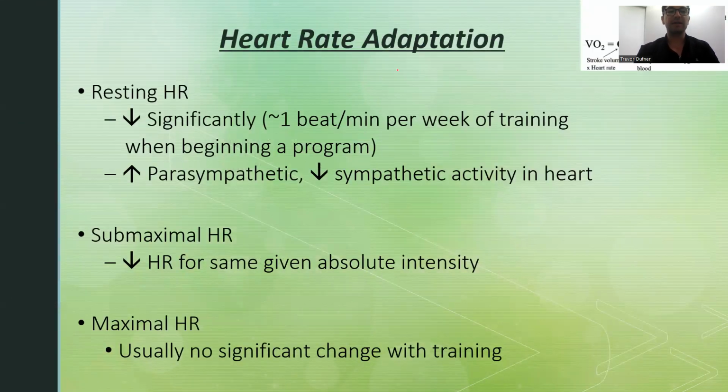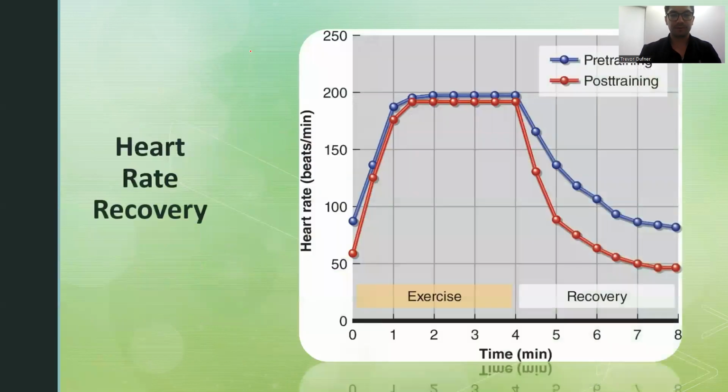The heart rate adaptation, right? Resting heart rate is going to drop significantly, 1 beat per minute per week of training when you begin your training, as well as your submaximal heart rate is going to drop. So at any given intensity, your heart rate is going to be lower. And then your maximal heart rate is usually pretty much age and genetic dependent. And so you're not really changing your maximal heart rate. More of what you're changing when you get to maximal heart rate is your stroke volume.